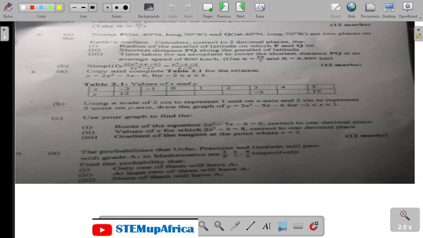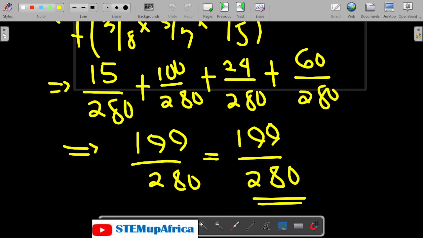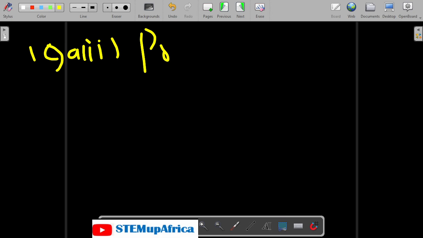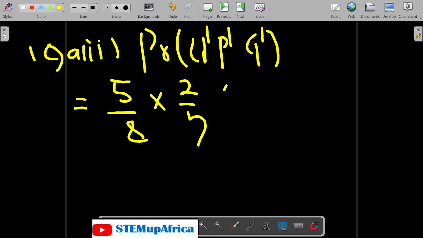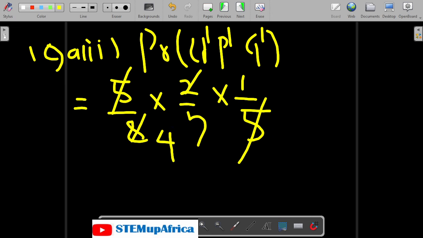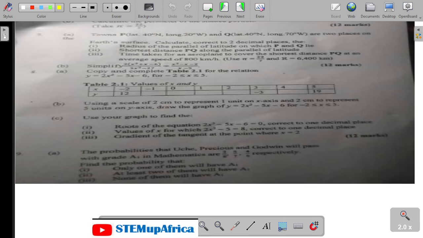You see, none of them got A1. That means 3 of them failed to get A1. 9A, Roman figure 3. That means the probability that she fails, Precious fails, and Godwin fails, which is simply 5 over 8 times 2 over 7 times 1 over 5. So we can cancel our 5, and 2 here, 1, 2 here is 4, and we have 1 over 28. That is the solution to question 9A, Roman figure 1, 2, and 3. So let's check 9B.